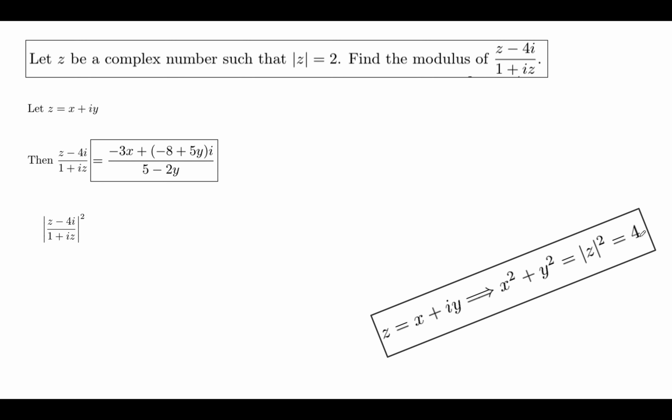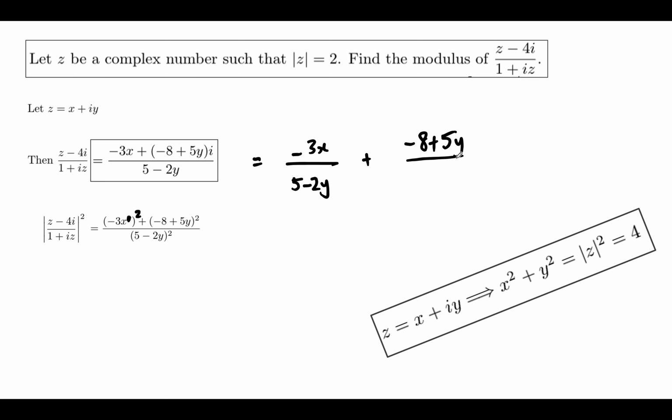Remembering this, we have our form over here, and now what we want to do is find the modulus squared. In order to do this, we can realize that this is actually minus 3x over 5 minus 2y, plus minus 8 plus 5y over 5 minus 2y, times i.